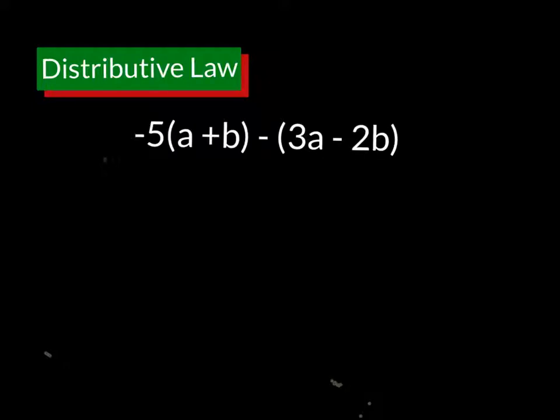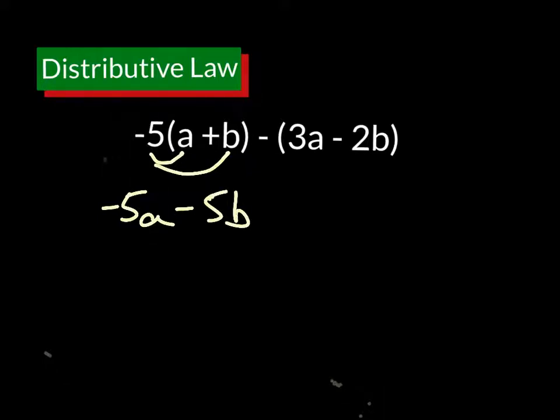Let's see one more example. And again, we're going to use the distributive property to get rid of parentheses and then combine like terms to simplify the expression. So we're given the expression negative 5 times, in parentheses, a plus b, minus, in parentheses, 3a minus 2b. So we're going to start by simplifying with the distributive property beginning at the left. To distribute negative 5, we're going to multiply it by each of the terms in parentheses. So negative 5 times a is negative 5a, and negative 5 times b is negative 5b.